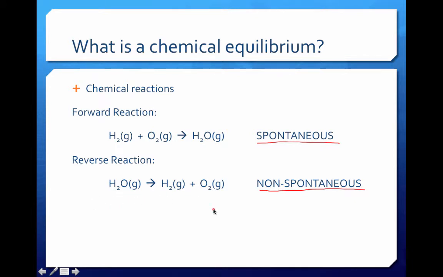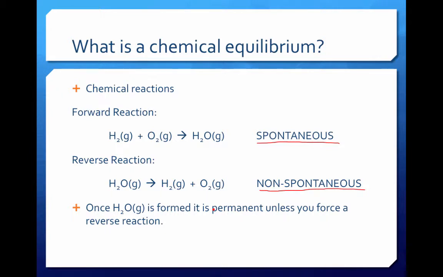As a result, we think of this reaction as being a one-direction reaction. Once you form the H2O in the original forward process, it is permanent. It doesn't go away unless you force the reverse reaction. And in this case, that would require, again, a strong electrical charge. We have thought so far this year about all chemical reactions in this way as happening only naturally in the forward direction.